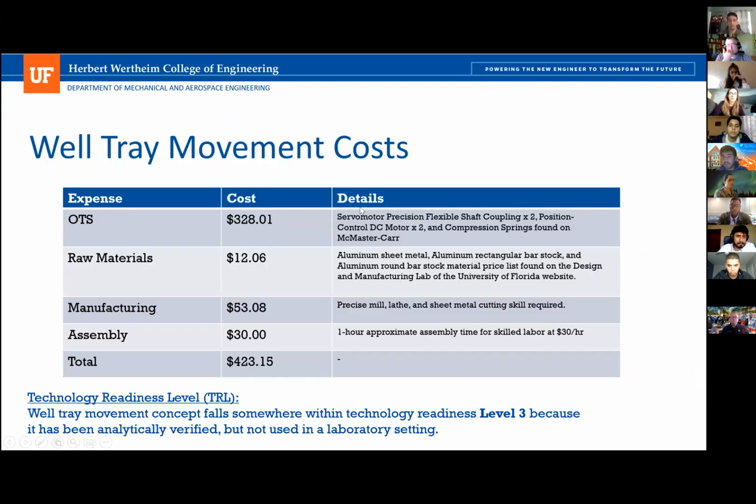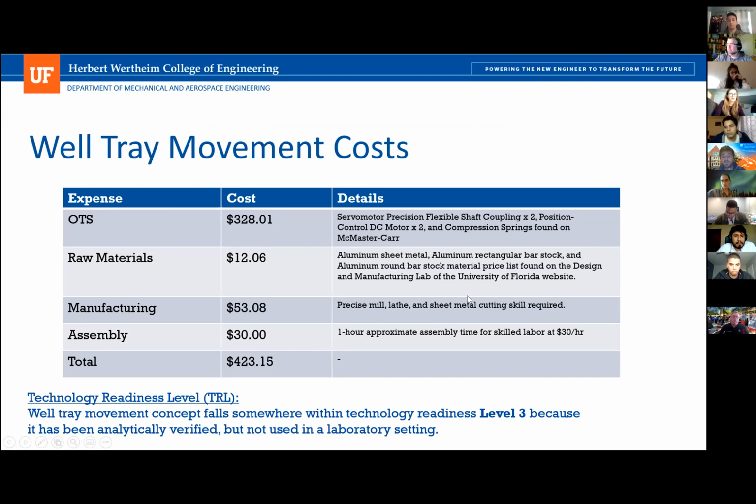These are the costs of the subsystem. Most of the cost is actually going to be found in the OTS parts, which is, since there are two actuators, we're going to have two motor couplers, two position controlled DC motors, 2 compression springs. Raw material costs is for aluminum sheet metal, rectangular bar stock, round bar stock.